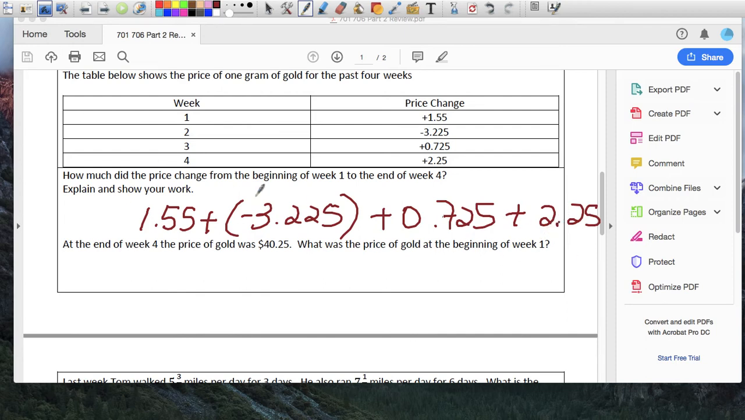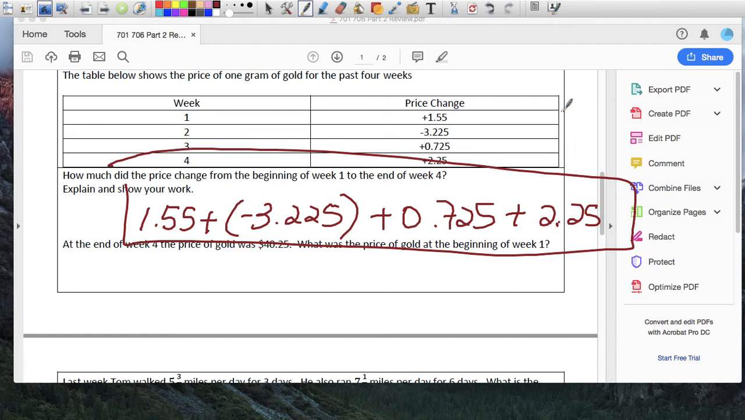So I need to figure out this expression first. If the answer is positive, it means the price of gold went up. If the answer is negative, it means it went down. So add these two first. And I don't know why you're making mistakes here. Right away I can tell you the answer is negative, right? There's more negatives. The absolute value is bigger. So let's do that over here.